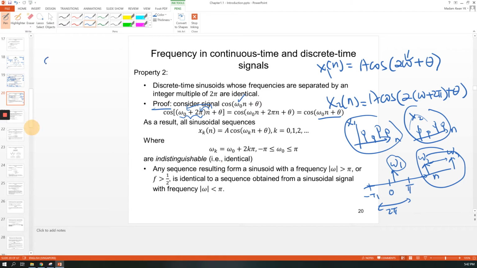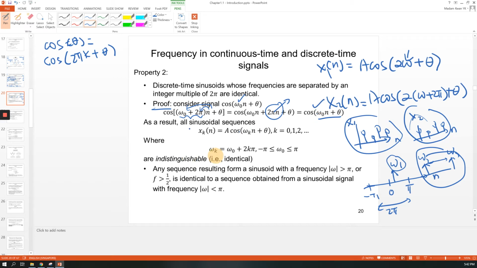Okay, the trigonometry identity says cos(2 pi k plus theta) equals cos theta. Right? Cos theta equals cos theta plus any multiple of 2 pi. Okay, 4 pi, 6 pi, it would still go back to the same value. So this term essentially you can remove from the angle, and then you get back this one.